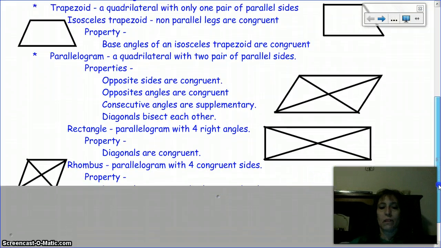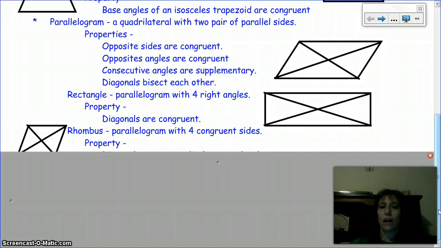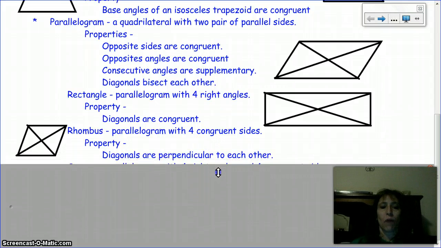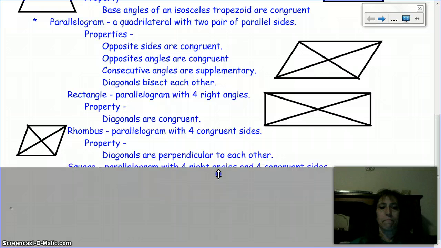Alright, next is a rhombus. A rhombus, unlike a rectangle, does not have right angles, but it does have congruent sides. So all its sides are the same. On a rectangle, all the angles are the same. And its property is that diagonals are perpendicular to each other. So where the diagonals meet, they form perpendicular lines.